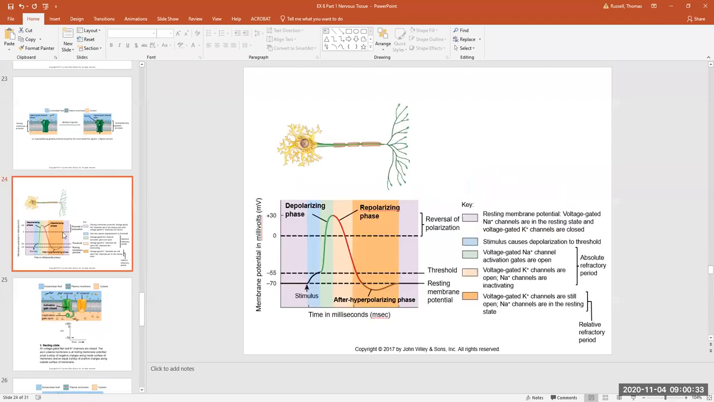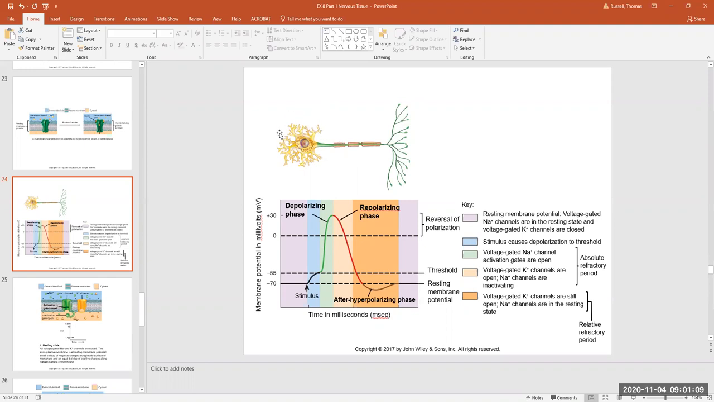So why am I telling you about all these channels? Well, we have to understand the makeup of an action potential. So this graph represents all of the events that would occur in order for this neuron to generate an action potential, which is the electrical impulse that would be transported down the axon to the axon terminal and thus cause neurotransmitters to be released from the synaptic end bulbs onto a target cell somewhere in the body.